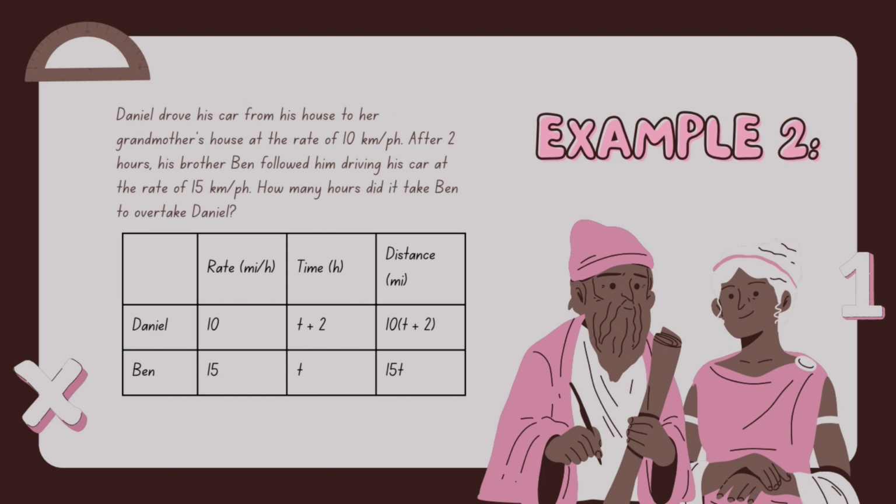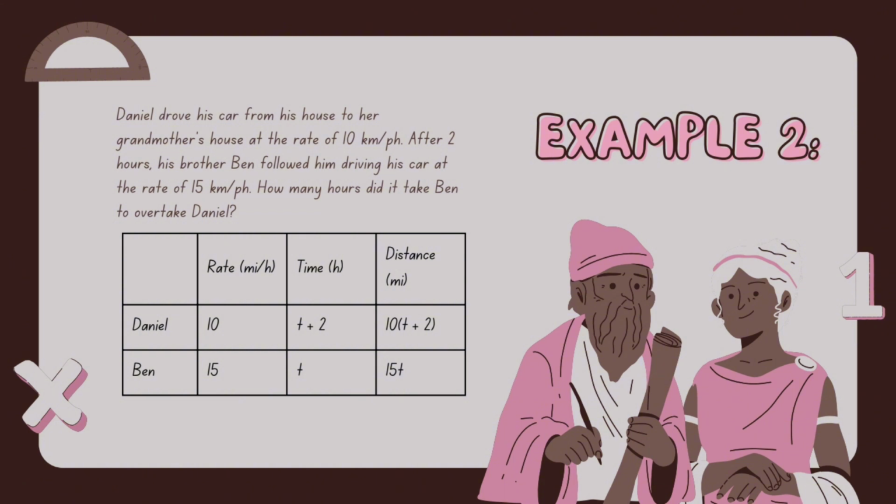Daniel drove his car from his house to his grandmother's house at the rate of 10 km per hour. After 2 hours, his brother Ben followed him, driving his car at the rate of 15 km per hour. So, how many hours did it take Ben to overtake Daniel?